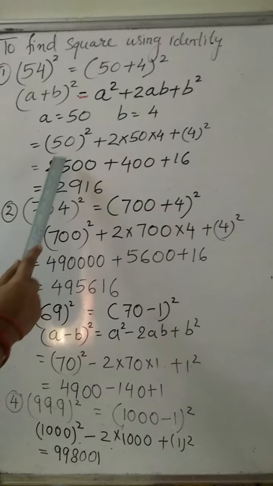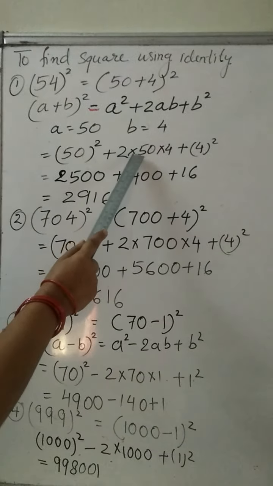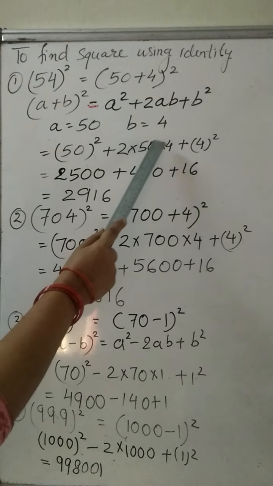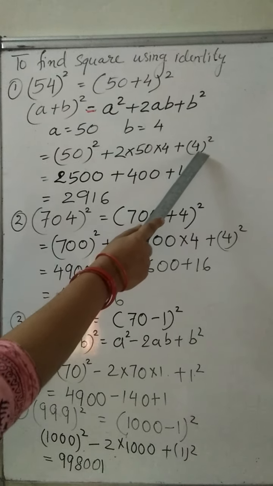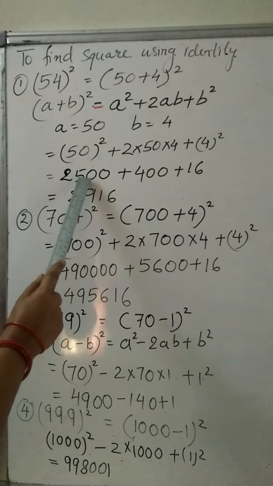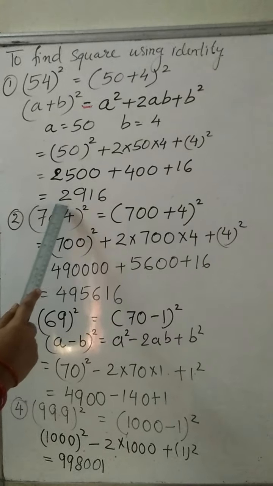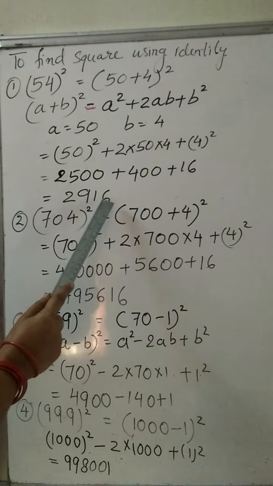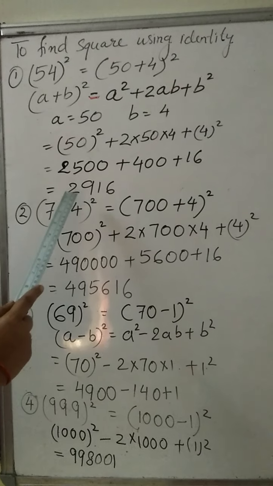So here I have written, a square means 50 square, plus 2 into a, that is 50, into b, that is 4, plus b square, that is 4 square. After squaring, multiplying and then adding, the answer is 2916. So this is your answer.